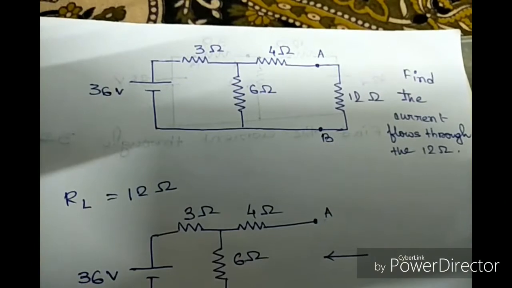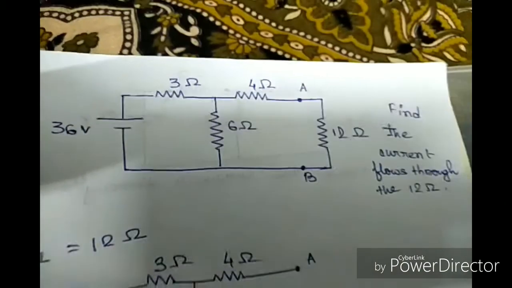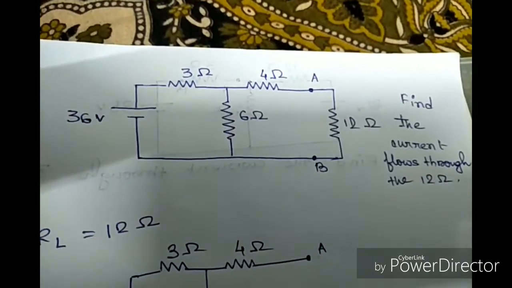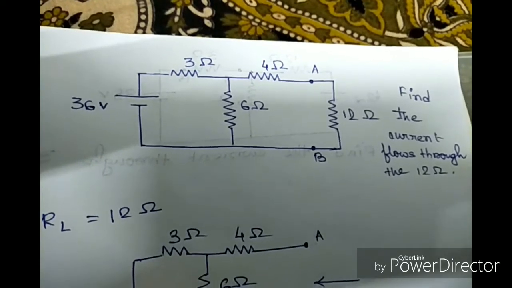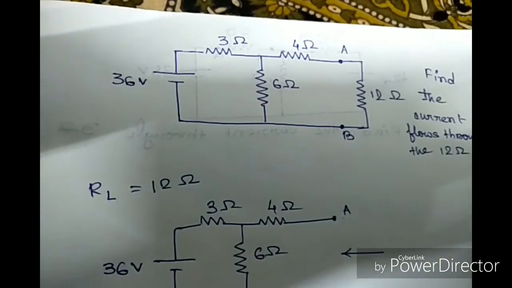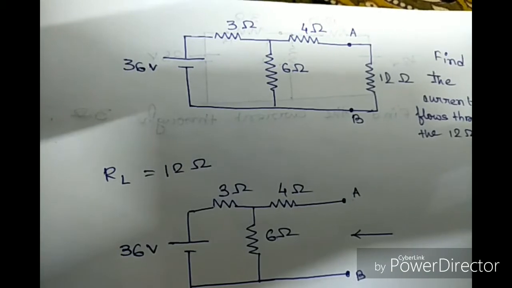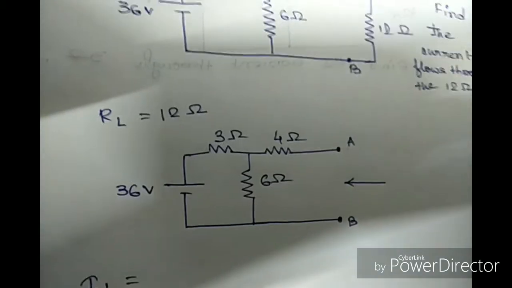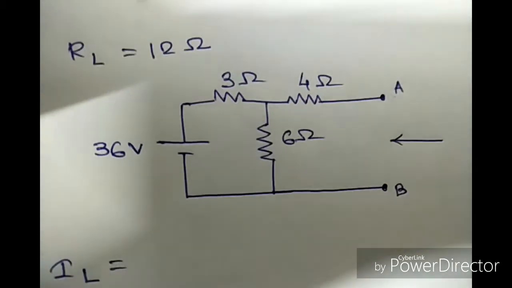Here is our first problem and it is the circuit diagram. Here we have to calculate the current flowing through the 12 ohm resistance. So the 12 ohm resistance is the load resistance, and the equivalent circuit will be this.